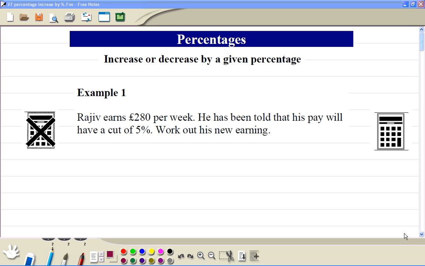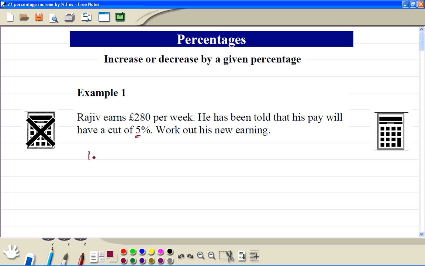Percentages increase or decrease by a given percentage. Let's do example 1. First we're going to use the non-calculator method. Because we need to find 5%, it's a good idea if we find 10% first.